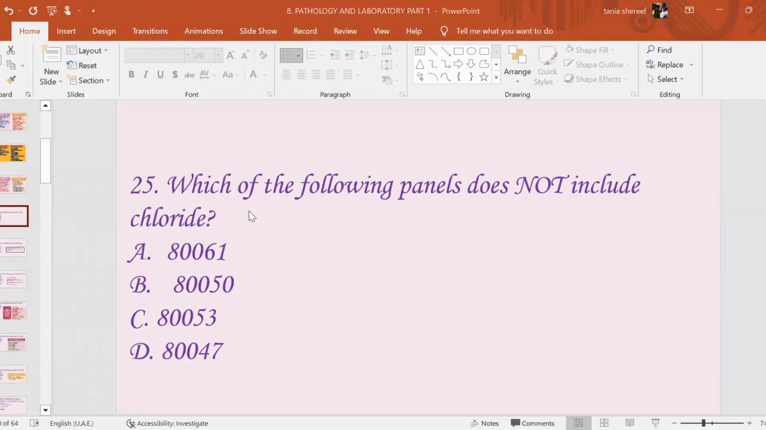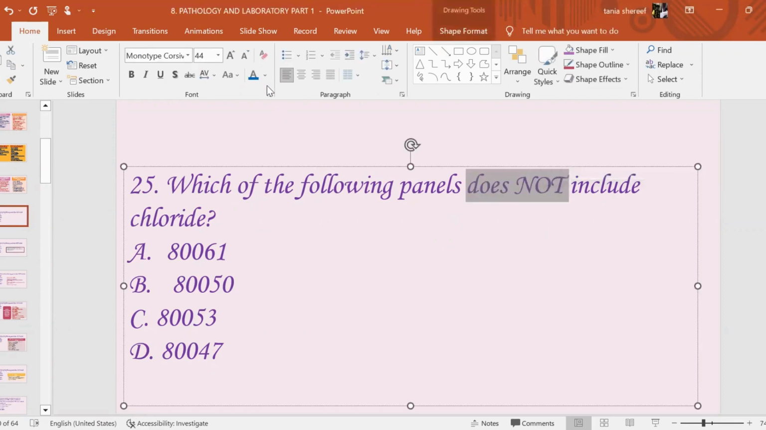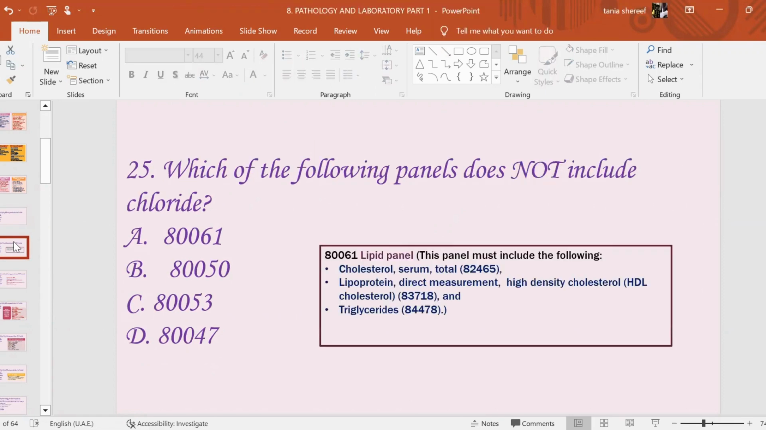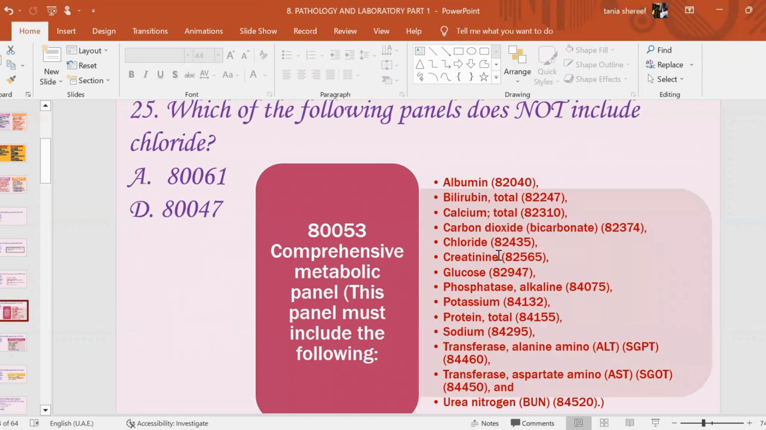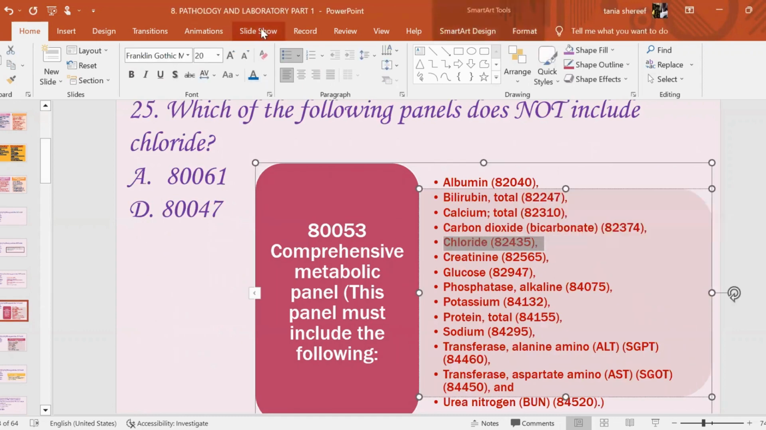So let's see an example. Which of the following panels does not include chloride? First, code 80,061 is a lipid panel. It includes cholesterol, serum total, lipoprotein HDL, and triglyceride. So we can't see chloride here. Next, 80,050 is the general health panel, which includes the comprehensive metabolic panel, so we have to check what is in it, and here we can see chloride.